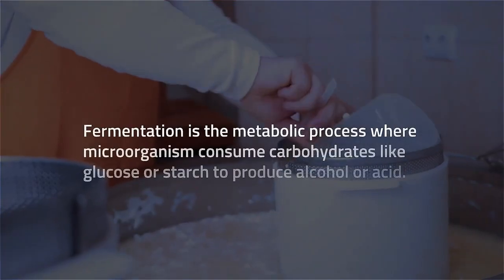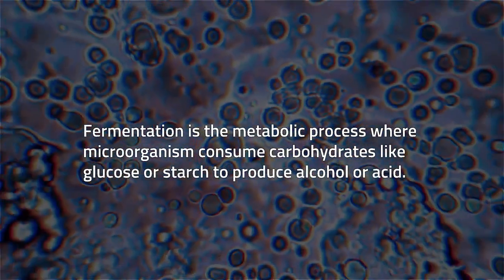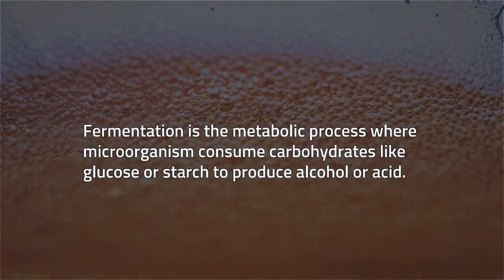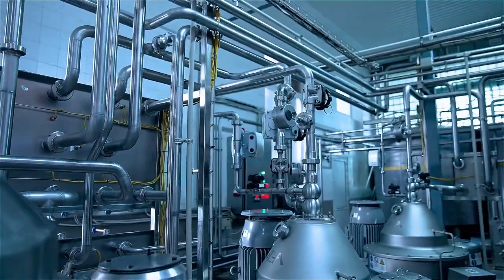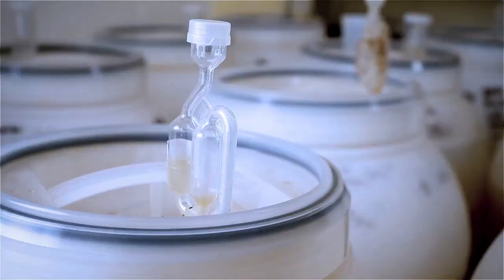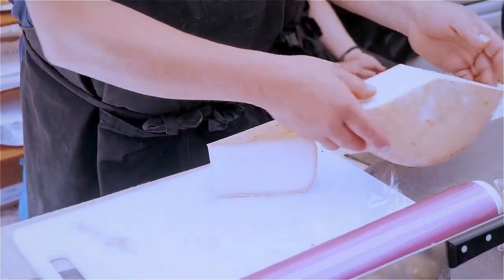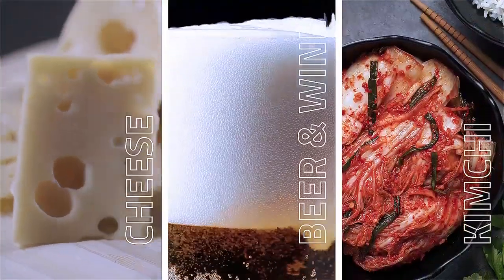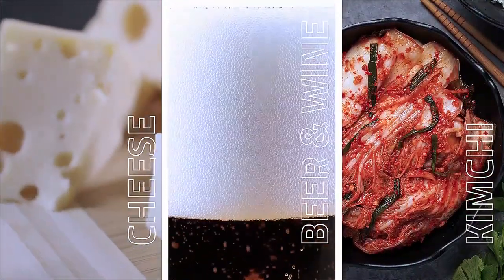Fermentation is the metabolic process where microorganisms consume carbohydrates like glucose or starch to produce alcohol or acid. It was initially developed to stabilize and preserve perishable food, but is now also used to further improve the nutritional and functional traits of certain foods. Examples of fermented foods are cheese, beer and wine, kimchi.